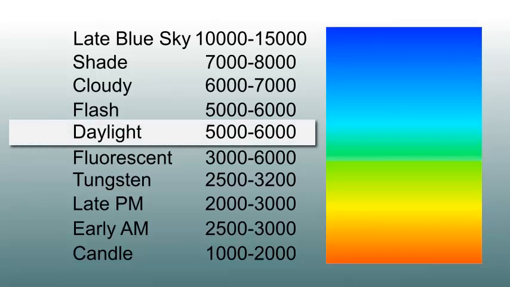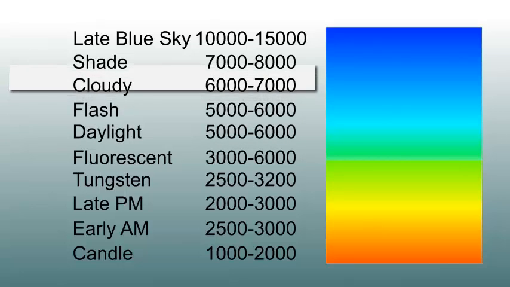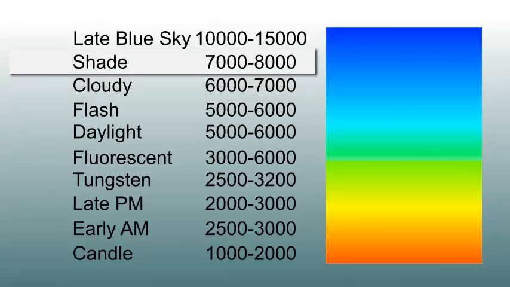Daylight is around 5,500 degrees Kelvin. Overcast conditions are around 6,500 degrees. Shade even higher, around 7,500. If you go online and look around, you'll see there are many opinions, and it's basically because each value is part of a range of values.